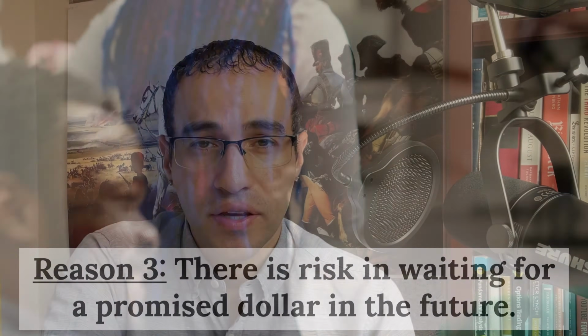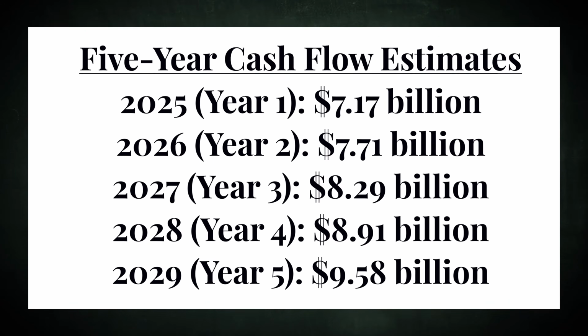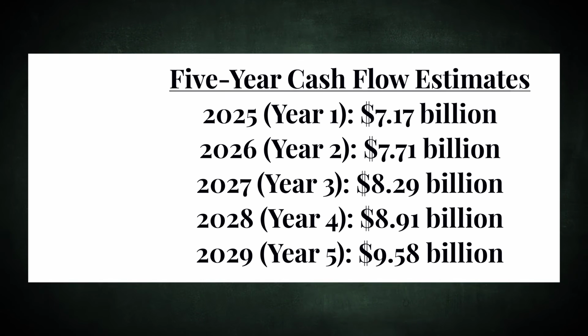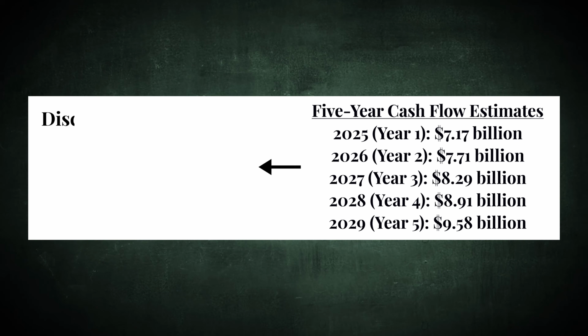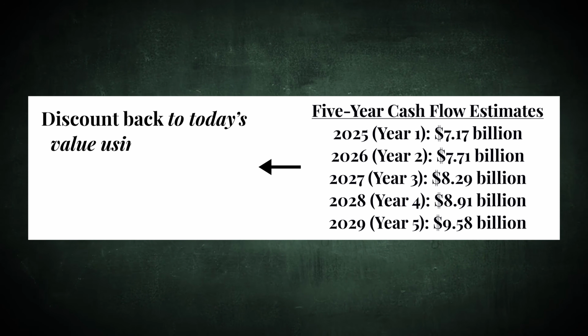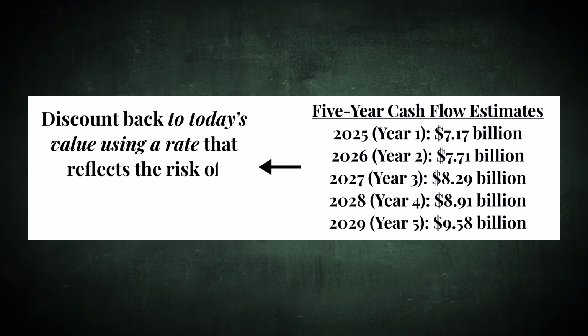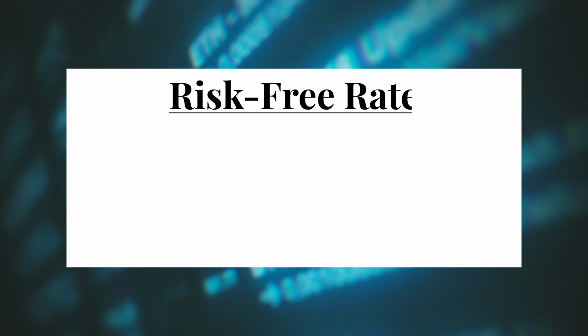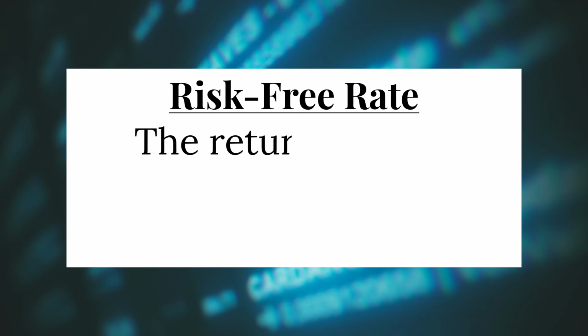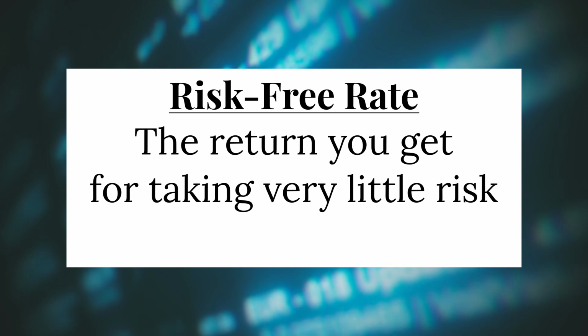So for these 3 reasons I just gave, all future cash flows that we estimated when we multiplied by the company's long-term growth rate have to be discounted back to today's value using a rate that reflects the risk of investing in McDonald's stock. So the question is, how do we get that discount rate? Well, before I intimidate anyone with a complex formula, let's just get the numbers first. We'll only need 3. The first one is the risk-free rate, and this number represents the return you get for taking very little risk with your money.